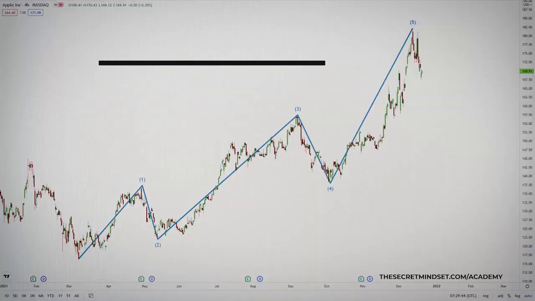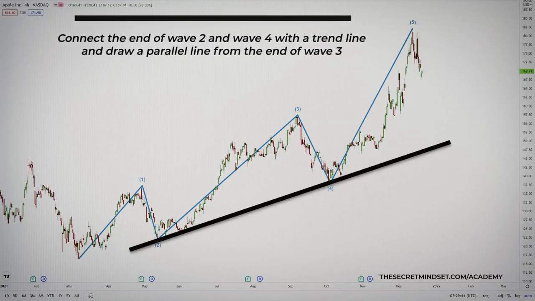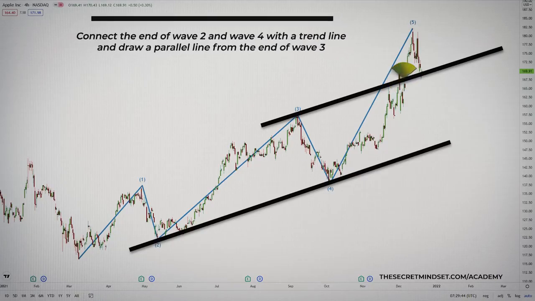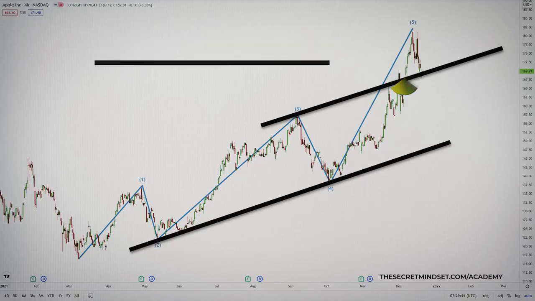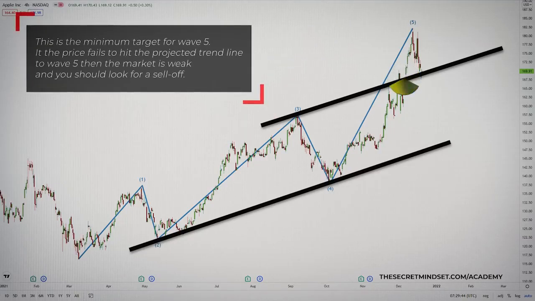As soon as wave 4 has finished, you can draw a channel connecting the end of wave 2 and wave 4 with a trend line and draw a parallel line from the end of wave 3 and project upwards to wave 5. This is your target for wave 5, and this would be for a normal wave 5. An extended wave 5 would push higher. If the price fails to hit the projected trend line to wave 5, then the market is weak, and you should look for a sell-off.